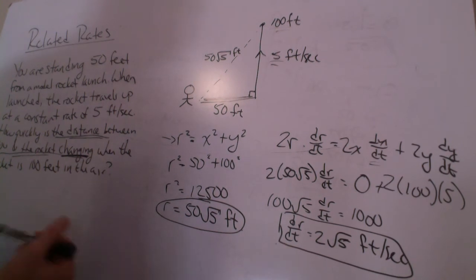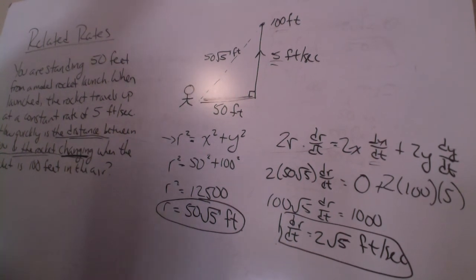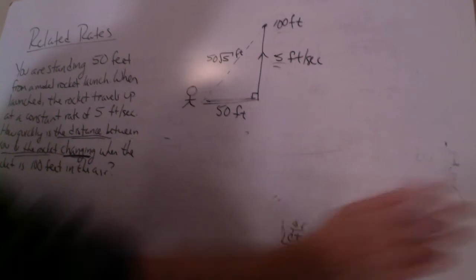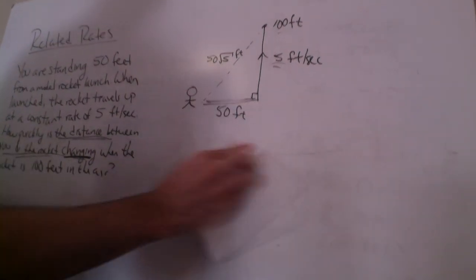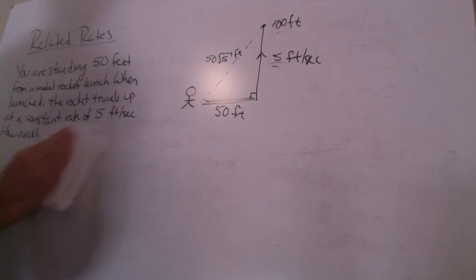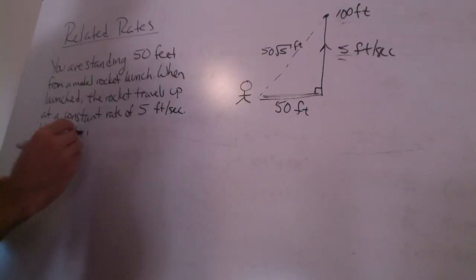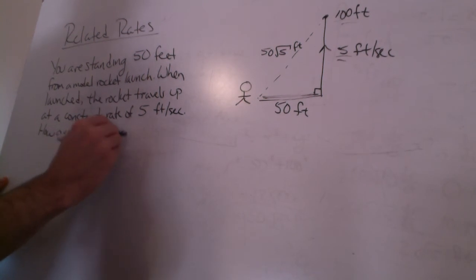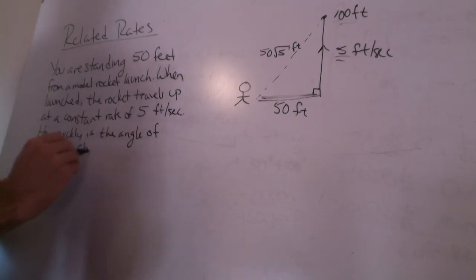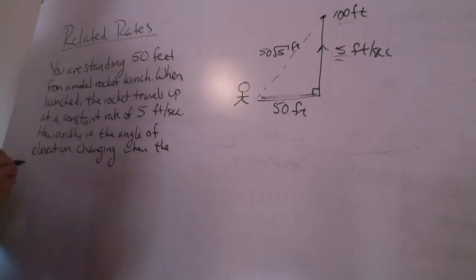Okay? So we're going to move on to another problem now, and we're going to do actually the same exact scenario, but with a different question. So let me just erase all of this. Let's say if instead of asking how quickly the distance between me and the rocket is changing, I ask something like, how quickly is the angle of elevation changing? Again, when the rocket is 100 feet in the air.